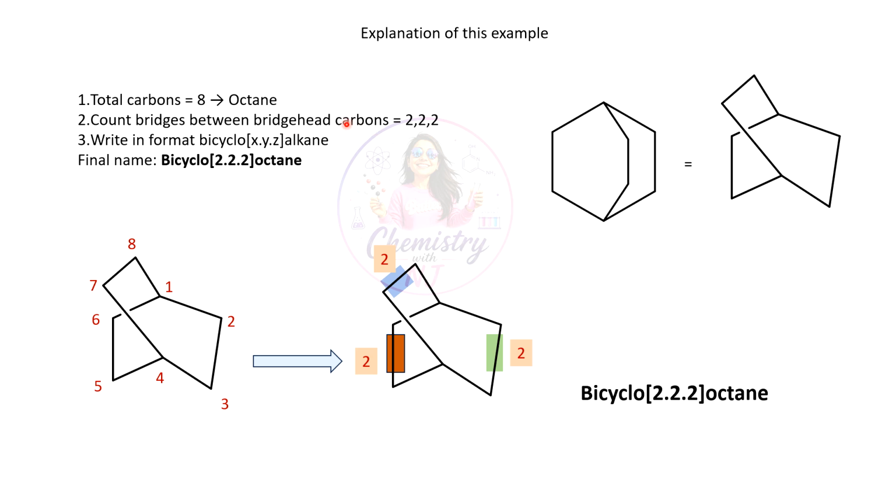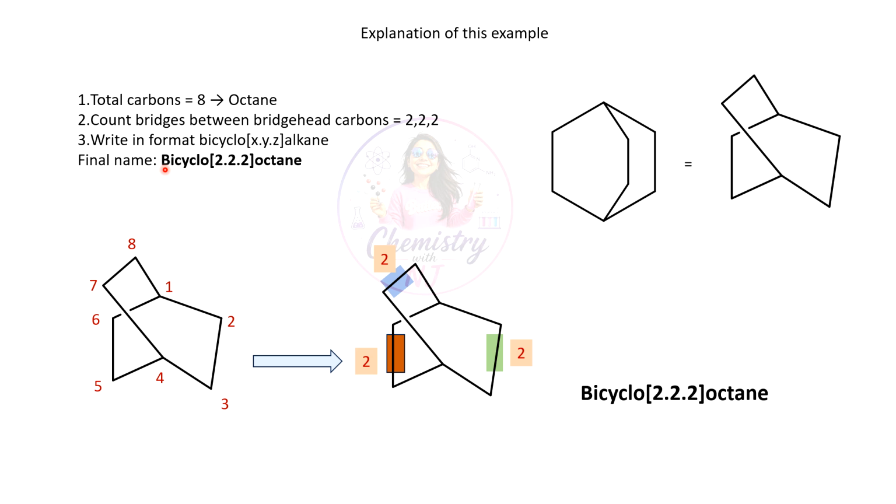Now let us understand another bicyclo compound example step by step. First count the total carbon. The total carbon atoms are 8. So the parent name becomes octane.